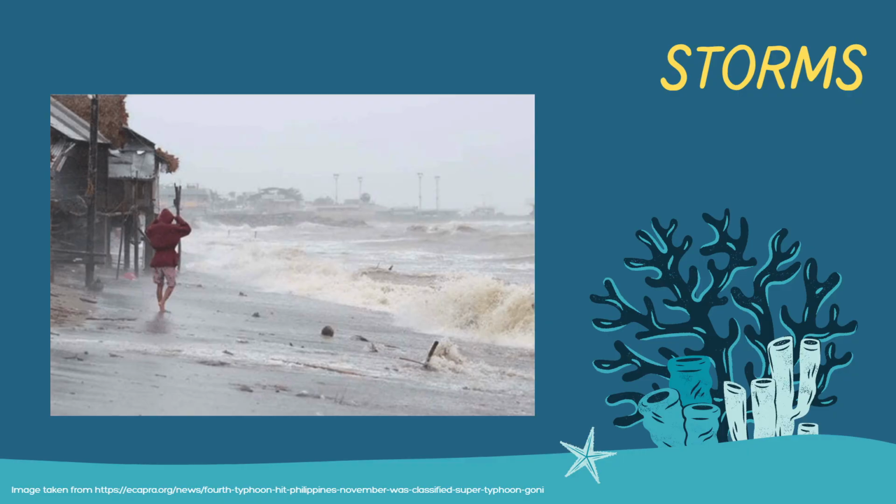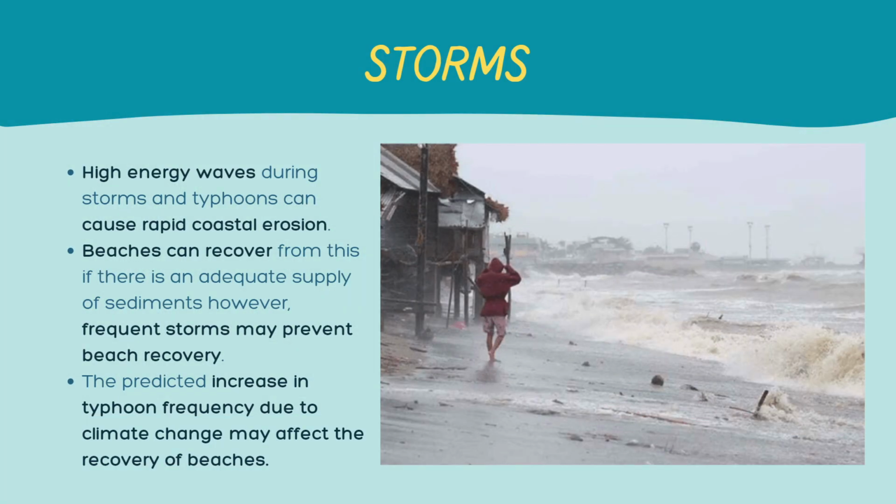Let us now discuss the last cause of coastal erosion: storms. The high energy waves produced during storms and typhoons can cause rapid coastal erosion from which beaches can recover given that there is an adequate supply of sediments. However, frequent storms may prevent beach recovery. The predicted increase in typhoon frequency due to climate change may affect the recovery of beaches ravaged by storms.